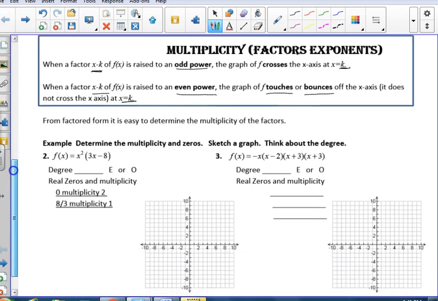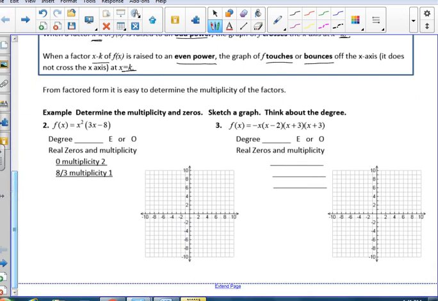So let's talk about this with some examples. From factored form, it's easy to determine the multiplicity of the factors. So, number 2, we have factored form, x squared times 3x minus 8. Well, what degree is it? This is x to the first times x squared, which will give us a third degree, which makes it odd. Which means we're going to be looking at some kind of shape like that. The real zeros and the multiplicity, well, right here, 0. And if we set this equal to 0, we will get 8/3.